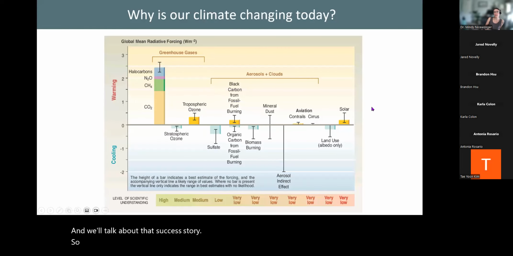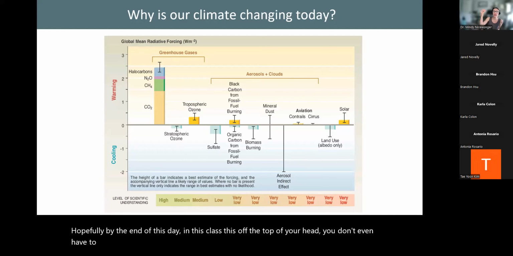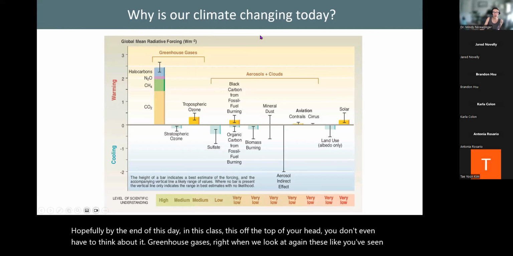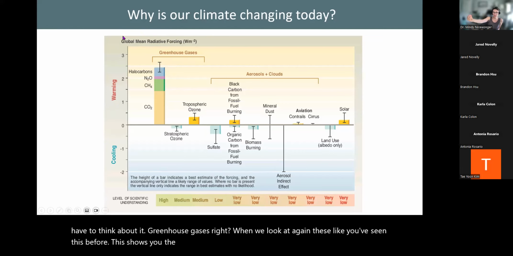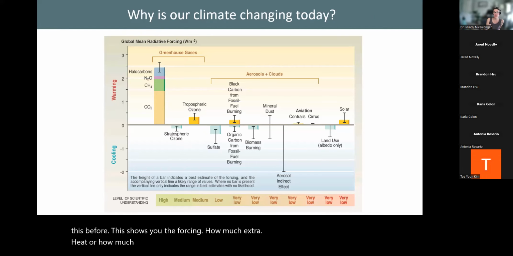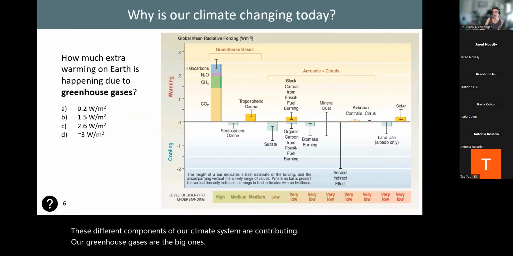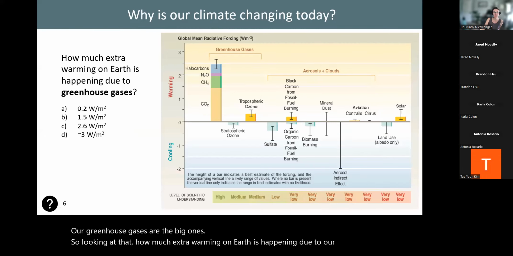So why is our climate changing today? And hopefully by the end of this day in this class, you know this off the top of your head. You don't even have to think about it. Greenhouse gases, right? You've seen this before. This shows you the forcing, how much extra heat or how much cooling these different components of our climate system are contributing. Our greenhouse gases are the big ones. So looking at that, how much extra warming on Earth is happening due to our greenhouse gases?